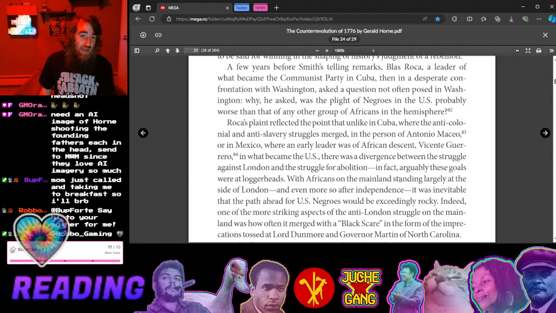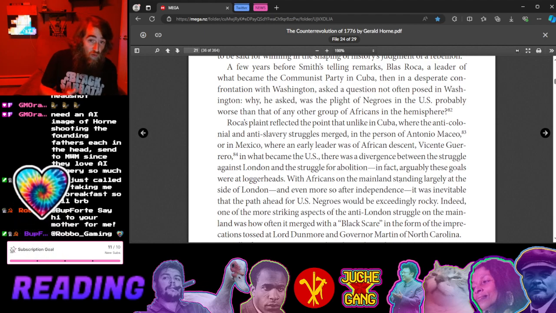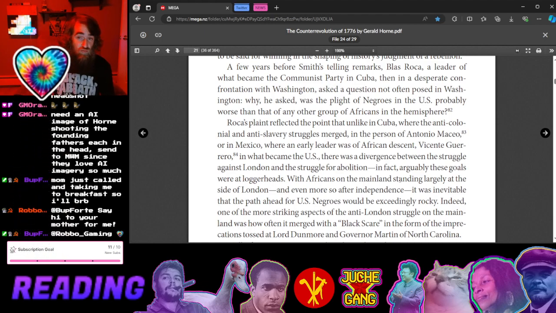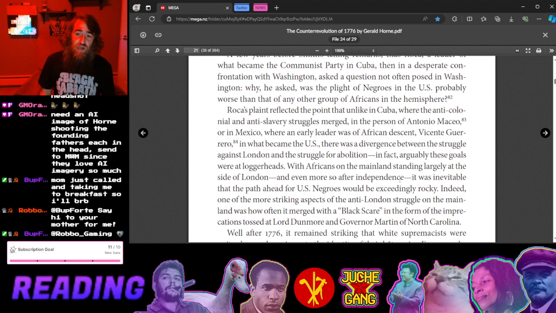A few years before Smith's telling remarks, Blas Roca, a leader of what became the Communist Party of Cuba, then in a desperate confrontation with Washington, asked a question not often posed. Why, he asked, was the plight of Negroes in the U.S. probably worse than that of any other group of Africans in the hemisphere?